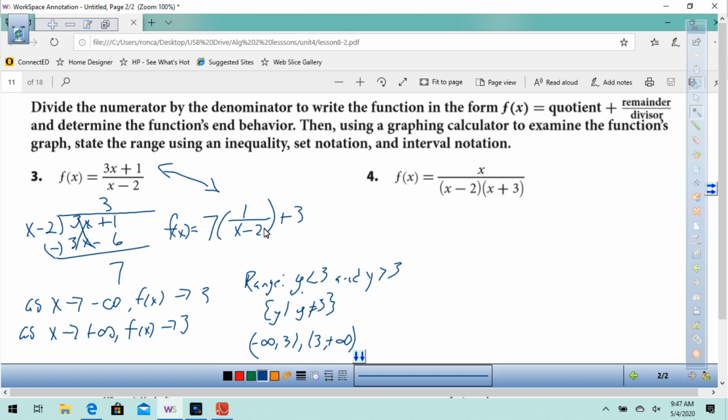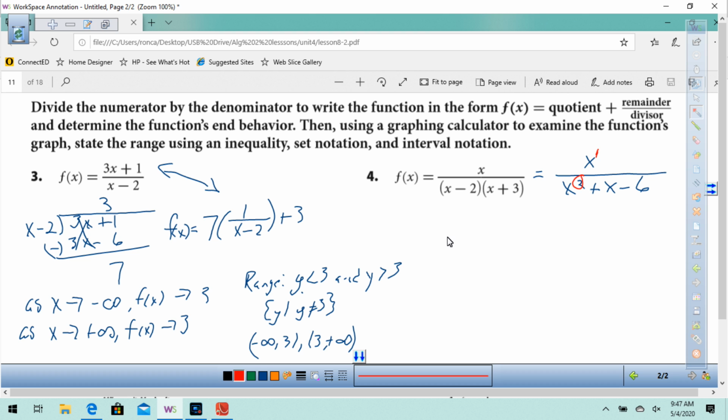And folks, that's all of 3. Number 4. Now, number 4, I need to show you something. So I'm going to multiply out this denominator. That's going to be x squared. x times 3 is 3x minus 2x, that's going to give you plus x. And then minus 6. I did this because I wanted to show you the numerator has a degree of 1 and the denominator has a degree of 2. So it has a higher degree in the denominator, by 1.